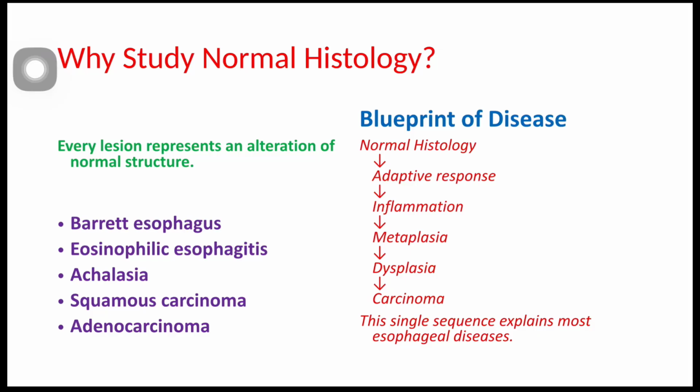In histopathology, from the esophagus we get diagnoses like Barrett esophagus, eosinophilic esophagitis, achalasia and carcinoma. So why should we learn normal histology? Because every lesion represents an alteration of normal structure. So what is the blueprint of disease? If you see normal histology, when there is any adaptive response, there is inflammation, metaplasia, dysplasia and carcinoma. So this single sequence explains most esophageal diseases.